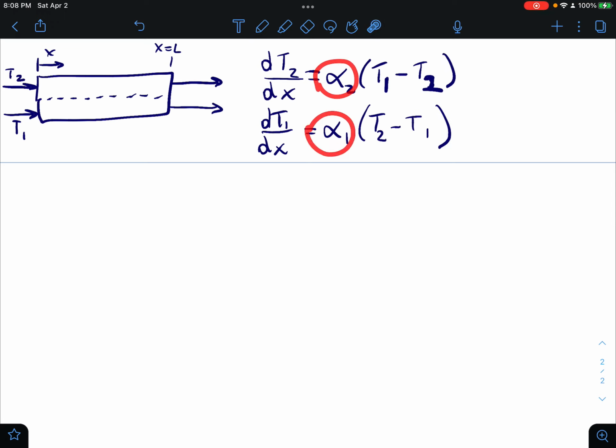These alphas are constants. They depend on fluid properties such as density and heat capacity, and also flow rate, which would affect the heat transfer coefficient. But I don't want to focus on the engineering aspect of this problem. I just want to talk about the mathematical aspects using a semi-physical intuition. Normally, in a problem like this, we would know the temperatures of the fluids that we're sending into our process. So we would know T1 of 0, T2 of 0. I'm just going to give them numbers just so that it's clear that we know them, not that these numbers mean much.